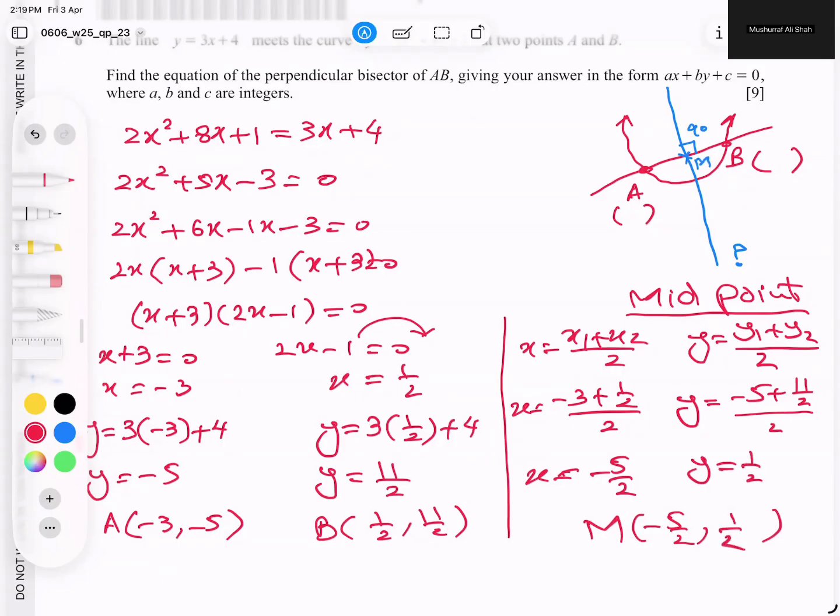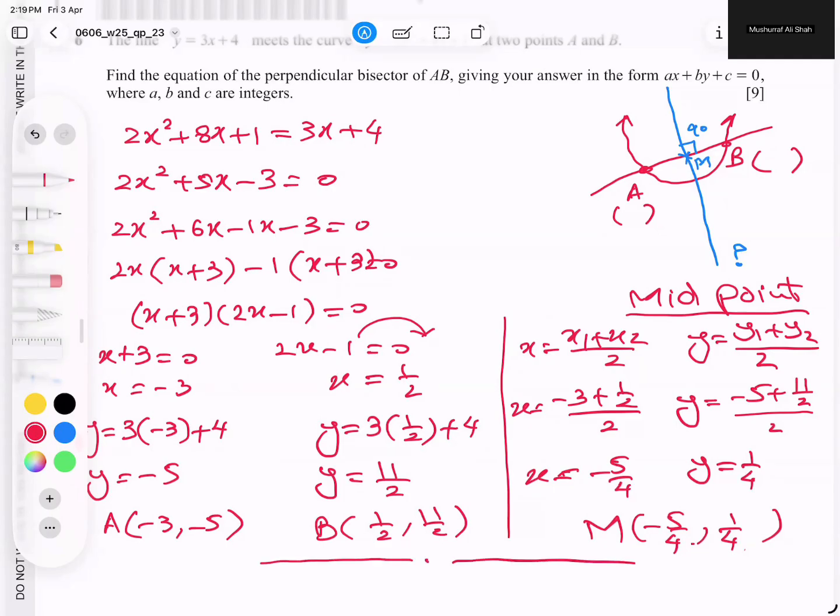So I think the point is clear, and the midpoint coordinate I got. Sorry, this is a 4, because after taking the LCM it is 4. So negative 5 over 4 and 1 over 4. So this is clear. Now students, this is done.